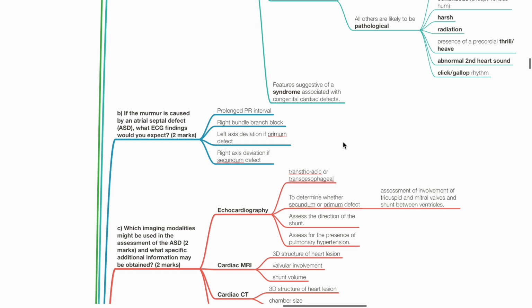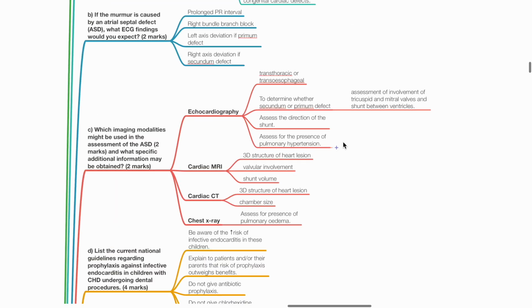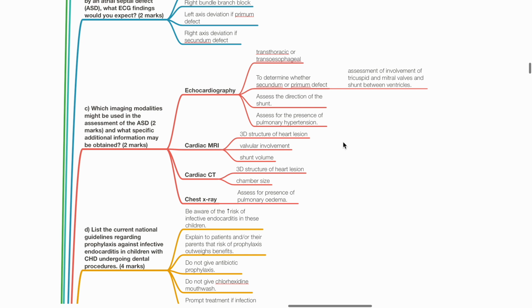This includes prolonged PR interval, right bundle branch block, left axis deviation if primum defect, right axis deviation if secundum defect. C. What imaging modalities might be used in the assessment of ASD and what specific additional information may be obtained?